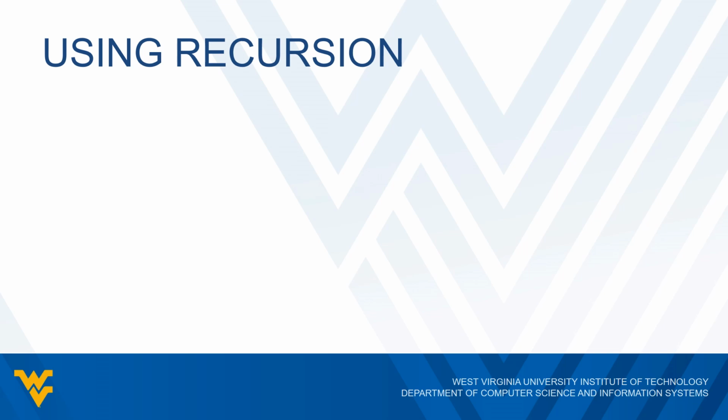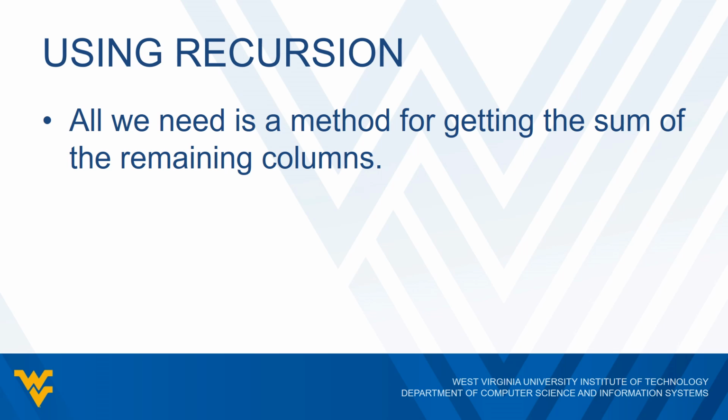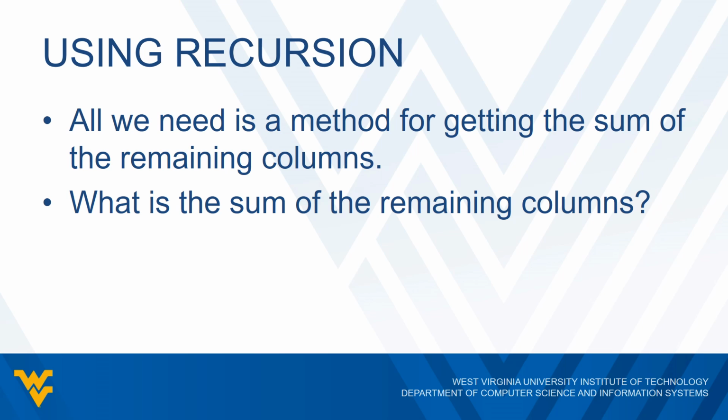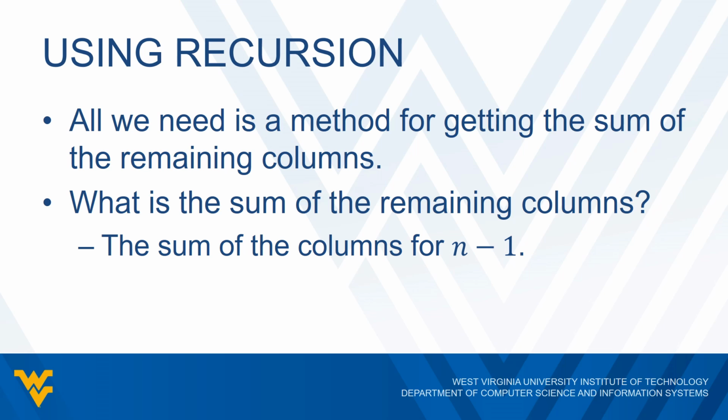If we want to do this, all we need is a method for getting the sum of those remaining columns. So the question is, how do we get the sum of the remaining columns? Keep in mind that we're basically getting the sum of the contents of columns for n minus 1. If we picture our example of the fourth term, with a column of 4, a column of 3, a column of 2, and a column of 1, we can break that up into 2 parts: the first column, and then the rest of it.